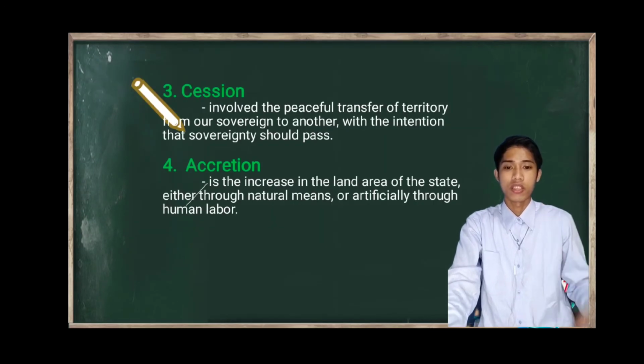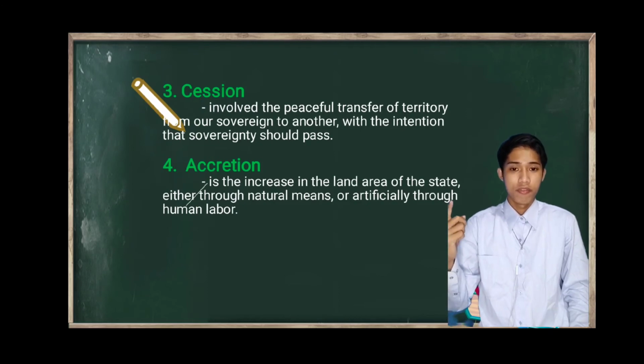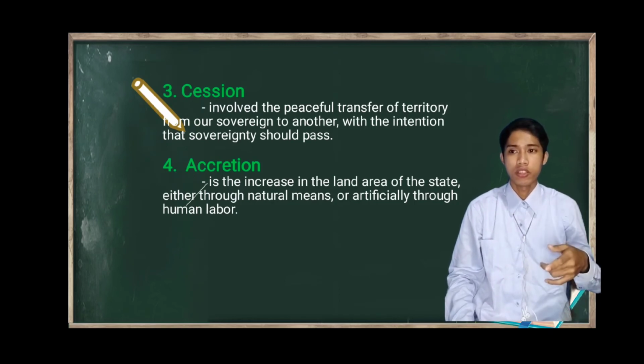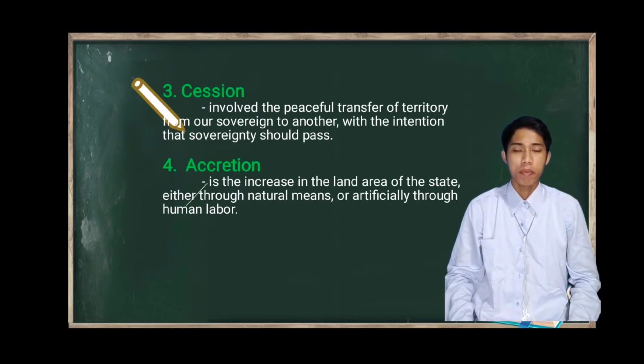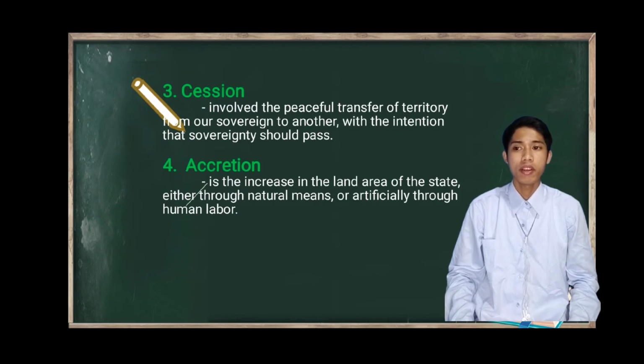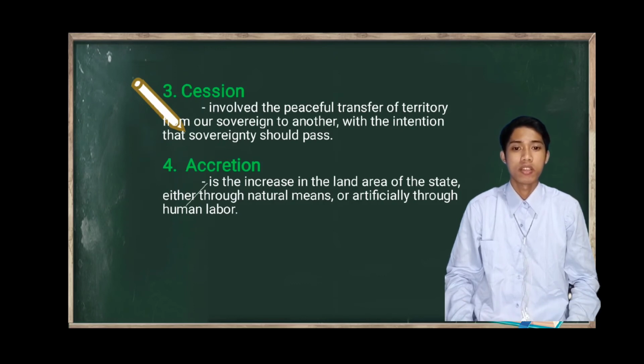Third, cession involves the peaceful transfer of territory from one sovereign to another with the intention that sovereignty should pass. So, it is the transfer of territory. The definition of cession is the giving up of rights, property, or territory to another. In 1790, when Virginia and Maryland gave up land to create the District of Columbia, is an example of cession.